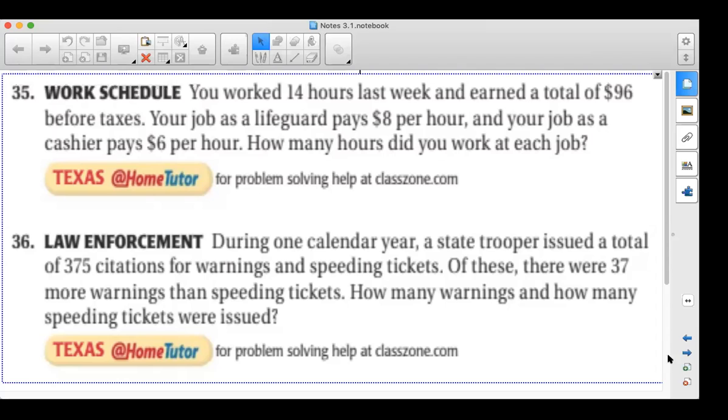You earn a total of 96 bucks before taxes for 14 hours. That doesn't seem too bad.